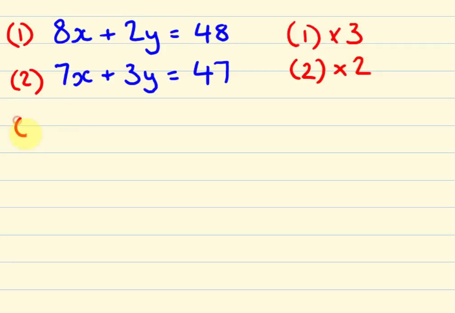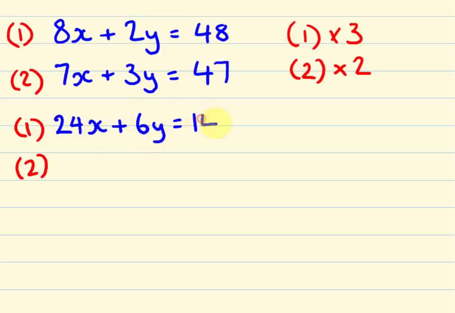So down here we'll work out the result of those. We times this by 3, we get 8 by 3 is 24x plus 6y, and it equals 48 by 3, which is 144. Okay, so we're going to multiply equation 2 by 2. 7 times 2 is 14x plus, we're going to multiply this by 2, we're going to get 6y, and 47 times 2, which is 94.